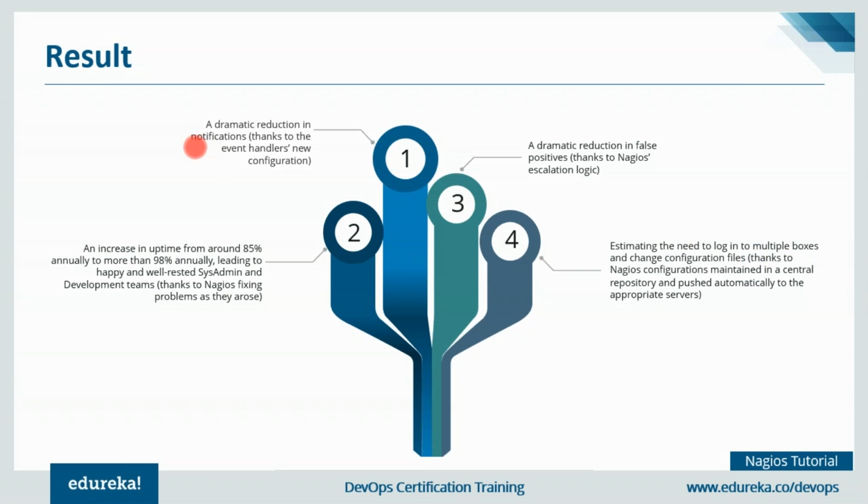Because of this, there was a dramatic reduction in notifications thanks to the event handler's new configuration. Then there was an increase in uptime from 85% annually to 98% annually, which is significant, guys, right? Then they saw a dramatic reduction in false positives because of the escalation logic that I was just talking about. Then the fourth point is eliminating the need to log into multiple boxes and change configuration files. And that happens because the Nagios configuration is maintained in a central repository or a central master and can be pushed automatically to all the servers or slaves or agents, whatever you want to call them. So this was the result of using Nagios, right?